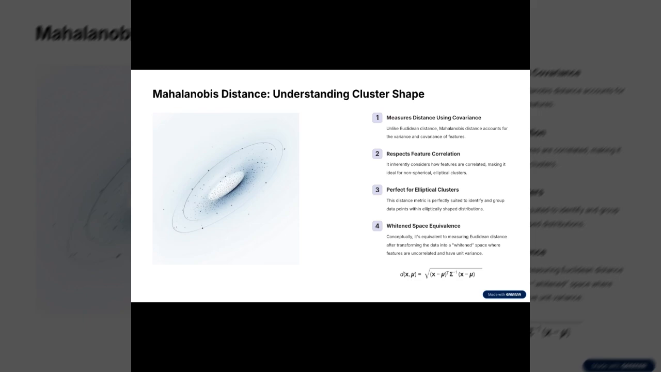So, what's the alternative? Mahalanobis distance. Think of Mahalanobis as Euclidean distance that is aware of covariance. If two features are correlated, the distance in that direction is cheaper because it's expected. It effectively rotates and scales the axes so that the cluster shape matters. This allows k-means to discover elliptical clusters cleanly instead of forcing everything into a round shape.